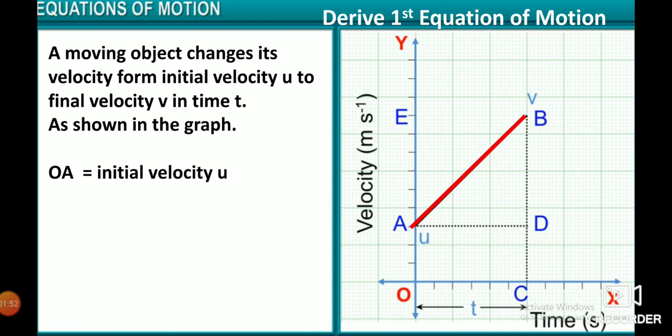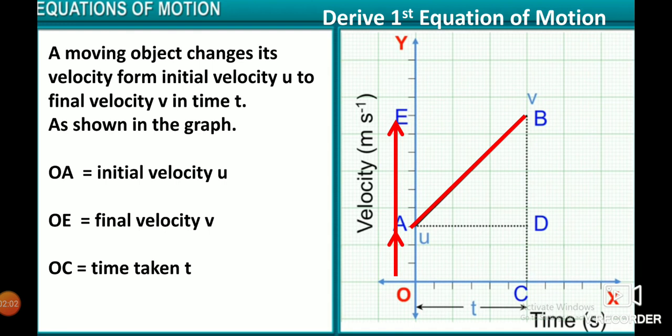Then, as shown in the graph, OA is the initial velocity u, OE is the final velocity v, OC is the time taken t, and BD is the change in the velocity v minus u.